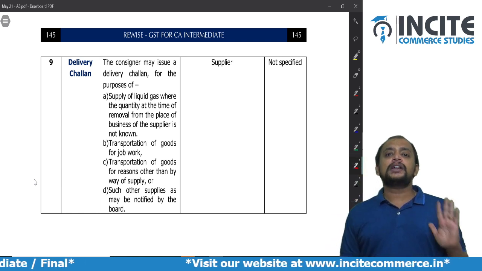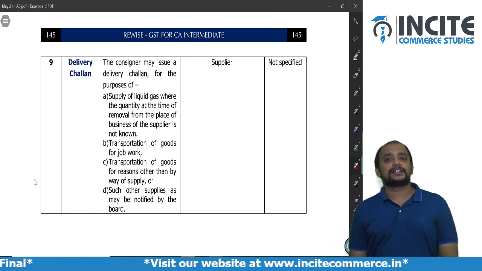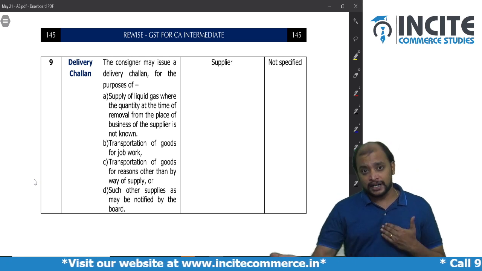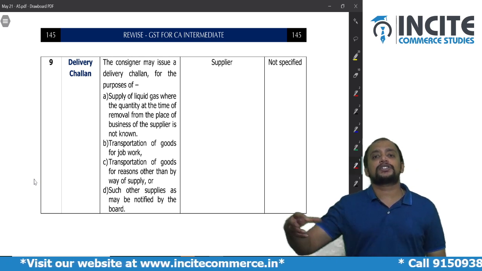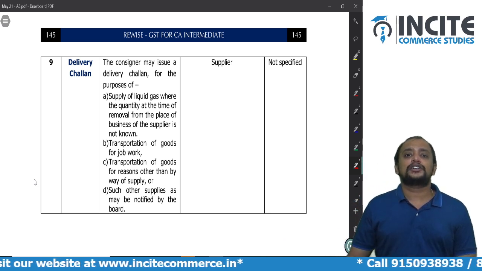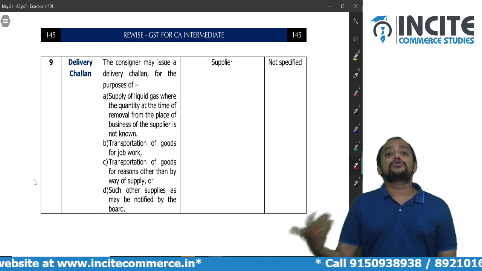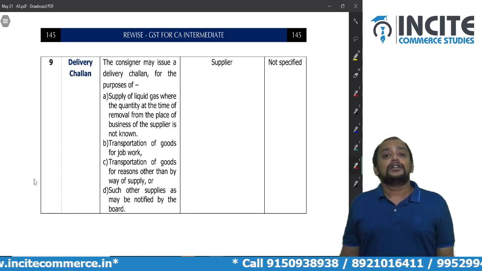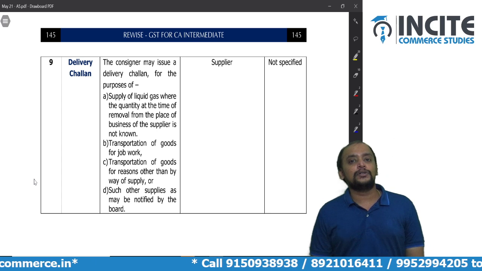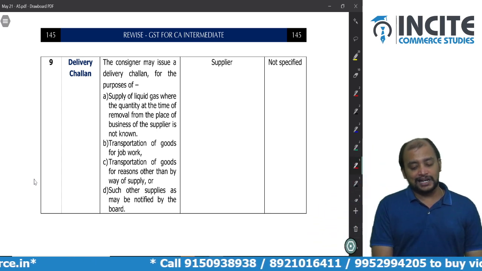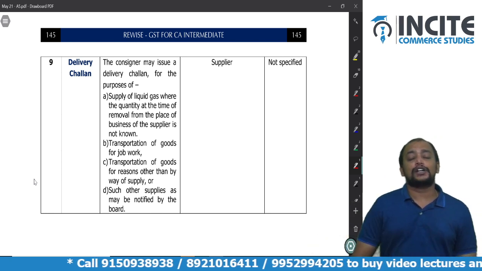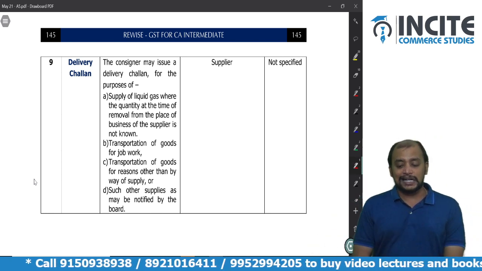Remember, whenever there is a movement of goods, but not under supply, that is, goods are sent to the job worker for processing, it is not a supply. In that case, a delivery challan should be there. We are taking the goods to the recipient place, but we don't know how much quantity the recipient will buy. Then also, in that case, the goods should accompany a delivery challan. Then any other transportation without involving supply should accompany a delivery challan.